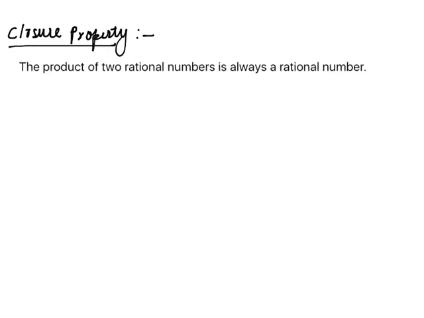Next, we will start with properties of rational numbers under multiplication. First we have the closure property. According to this property, the product of two rational numbers is always a rational number. Suppose we have a by b and we are multiplying it with c by d. According to the multiplication rule, we will get a times c divided by b times d. Again, ac by bd will always be a rational number.